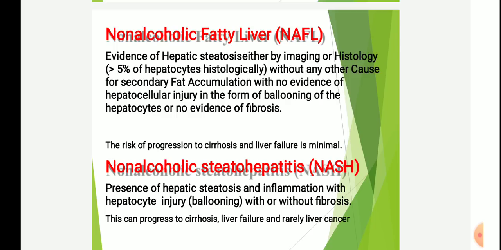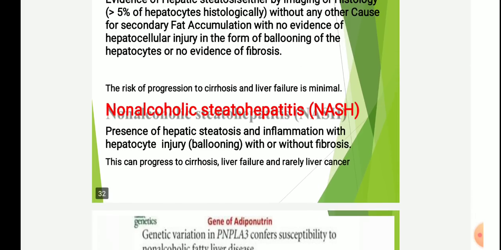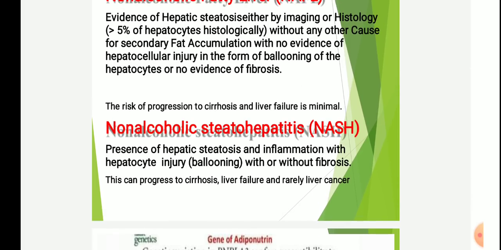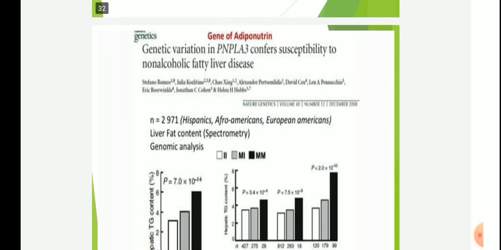So in NAFL, evidence of hepatic steatosis could be seen, with accumulation but no evidence of hepatocellular injury in the form of ballooning degeneration of the hepatocytes. Coming to NASH, non-alcoholic steatohepatitis, there is hepatic steatosis and inflammation with hepatocyte injury, finally leading to fibrosis. Genetic variation in PNPLA3 confers susceptibility to NASH. So this is a gene susceptibility leading to non-alcoholic fatty liver.